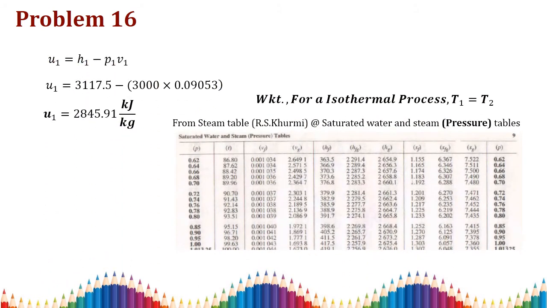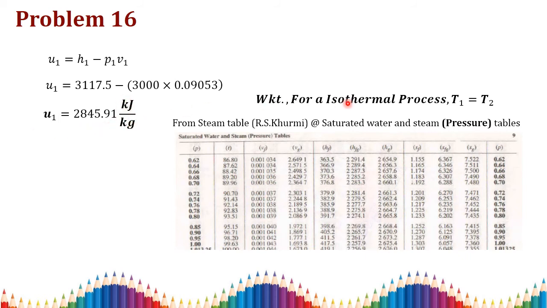Then U1 is H1 minus P1 V1. So you substitute this H1 and V1. This P1 will be substituted in terms of kilopascal, so be very careful. You have to substitute this value. Then you will get the specific internal energy U1 equal to 2845.91 kilojoule per kilogram.